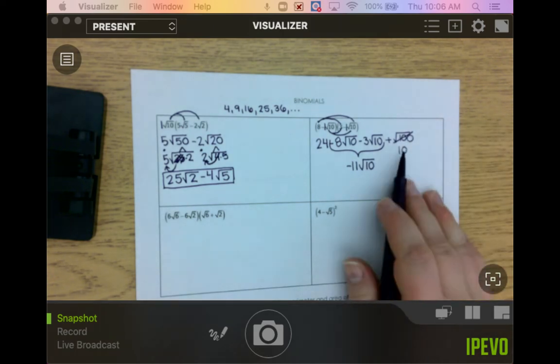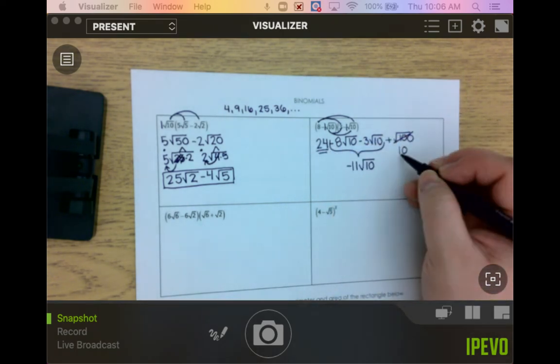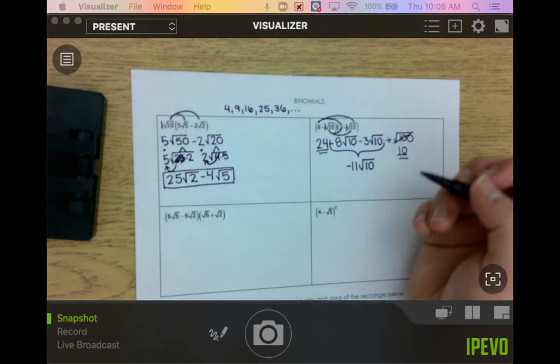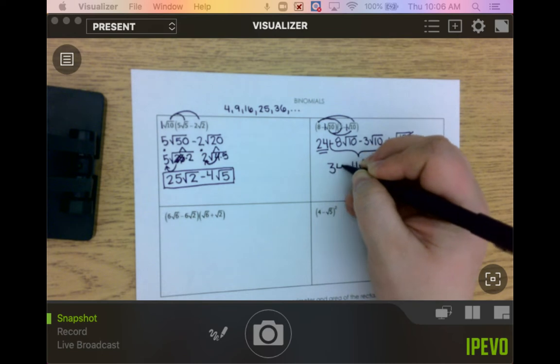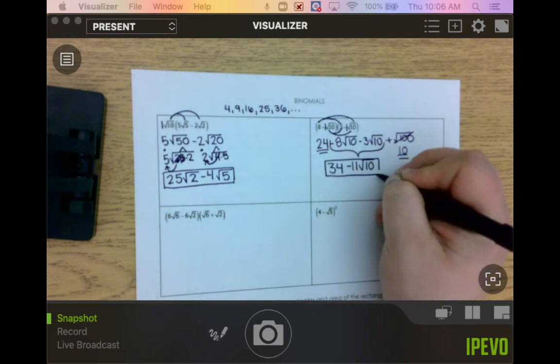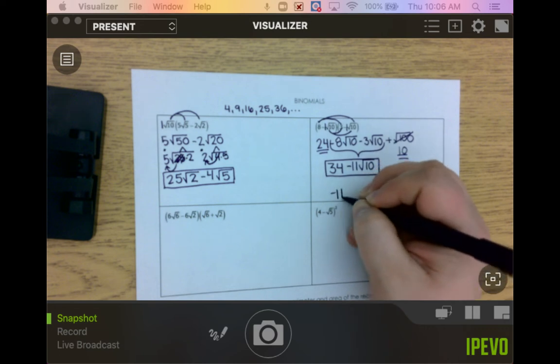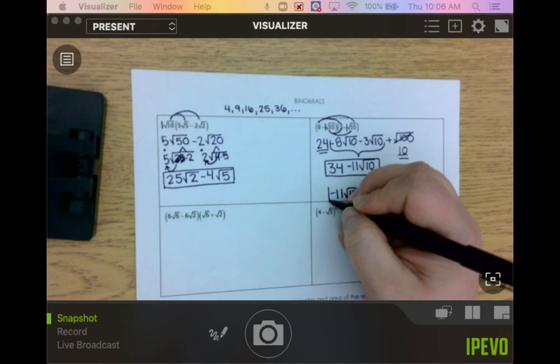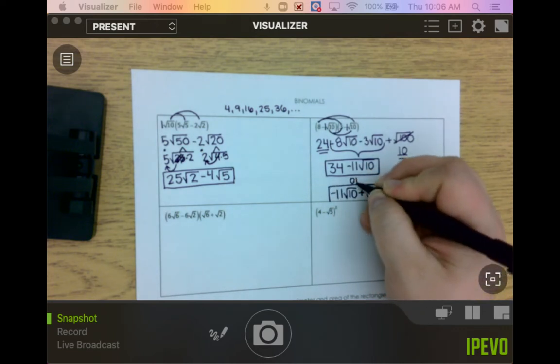So I can actually add together this 24 and 10 now that it doesn't have a square root anymore. And 24 plus 10 is 34. I would also accept -11 square roots of 10 plus 34 as an answer. It doesn't matter what order those go in.